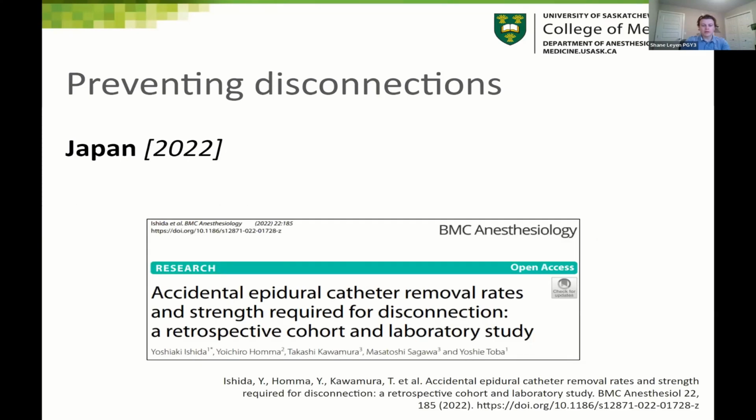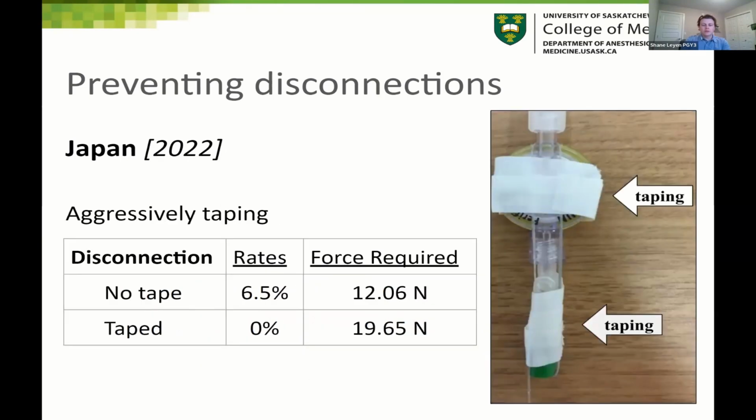And this is out of Japan in 22. I call this the aggressive taping method. As you can see, they tape it up and then down and tape it pretty aggressively a bunch. And they found their disconnection rates without the aggressive taping method were 6.5%, which is more than 1 in 20 people. That's higher than I would expect. And 0% disconnection rate with this taping method.